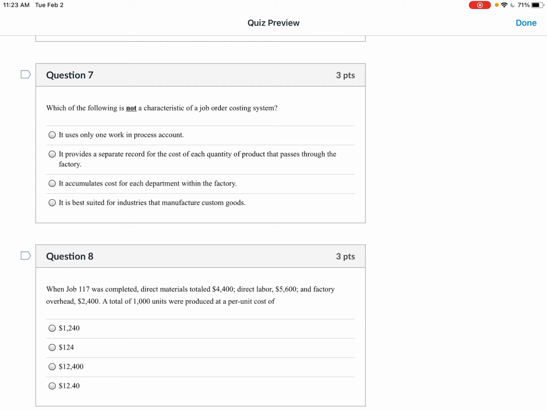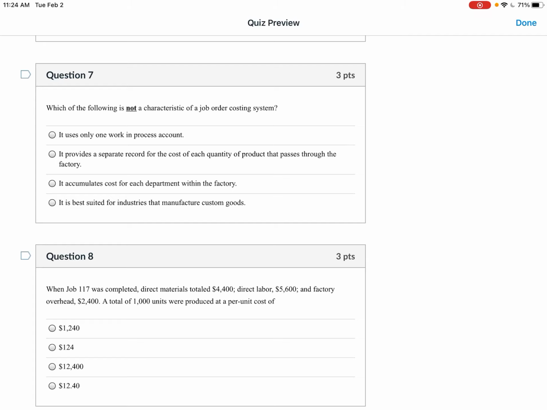Okay, if you were going to do the process of elimination, you could automatically start with D. If you manufacture custom goods, you would definitely be using job order costing. A provides a separate record for the cost of each quantity of product that passes through the factory. With process costing, you're not doing that. You're doing it by process. So that wouldn't make sense. So you have B and C left. It uses only one work in process account, or it accumulates cost for each department within the factory. I'll let you guys figure that one out.